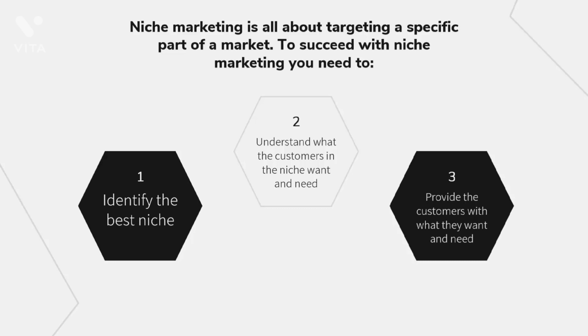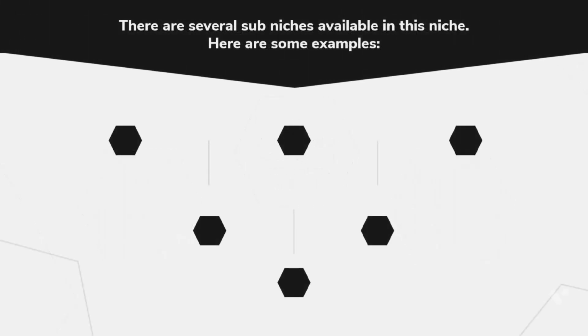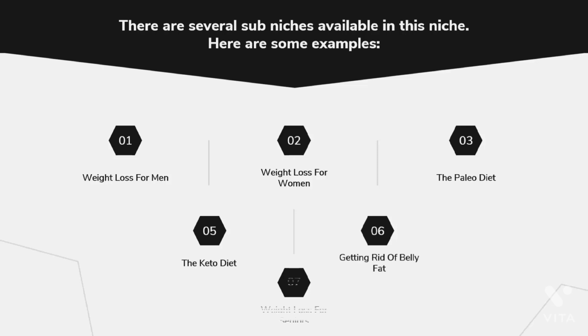These are often a subset of a larger sector. Think about this. Weight loss is a huge market that is always in demand, but trying to tackle this niche would be really tough. There are several sub-niches available in this niche. Here are some examples: weight loss for men, weight loss for women, the paleo diet, the keto diet, getting rid of belly fat, weight loss for seniors. Each of these sub-niches is very large.